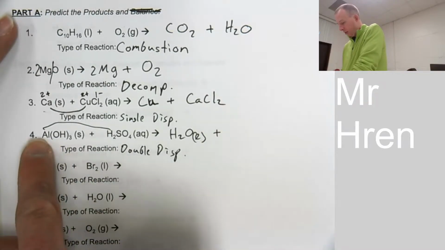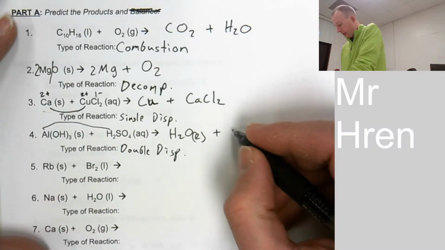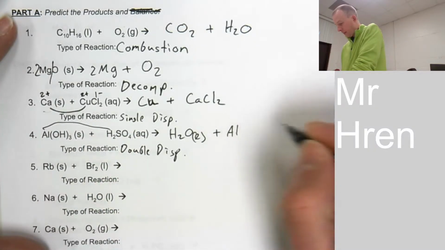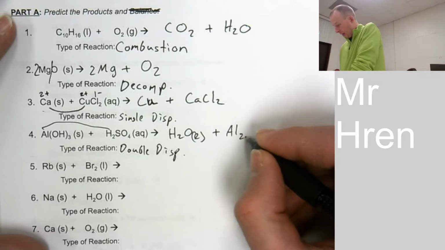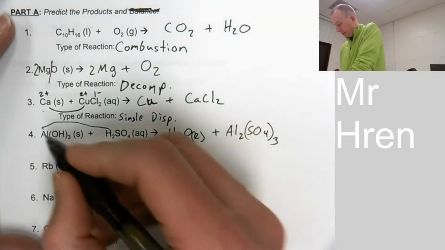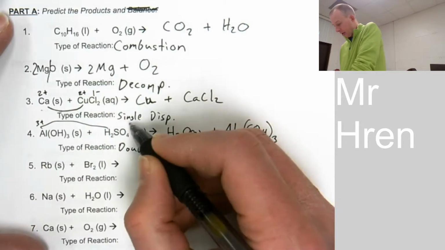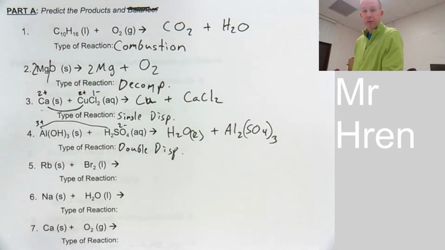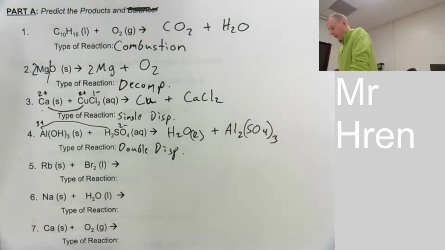Then you're going to have aluminum and sulfate, so it'll be Al2, SO4 with a 3. That's because aluminum is +3, sulfate is -2. So when you crisscross them, you end up with Al2(SO4)3. So you get that.